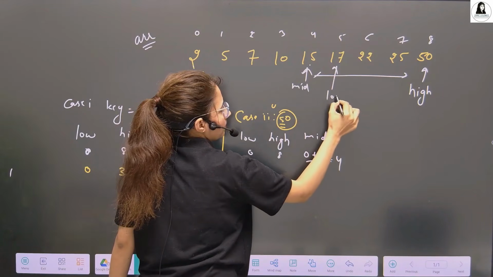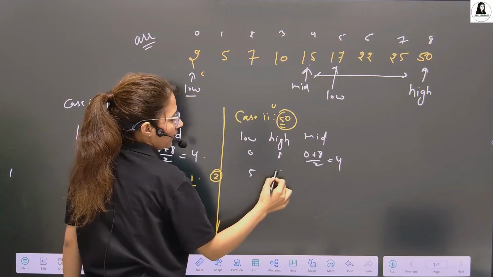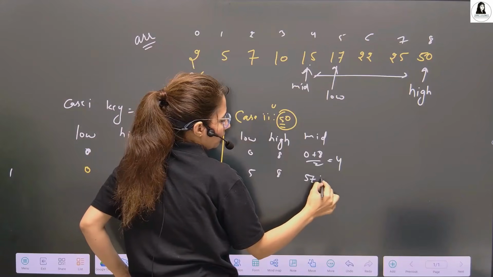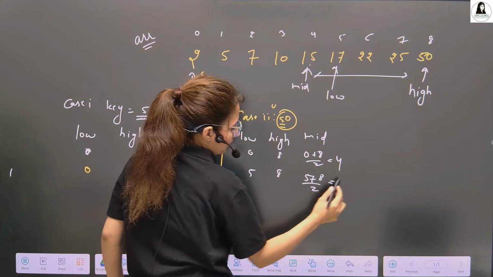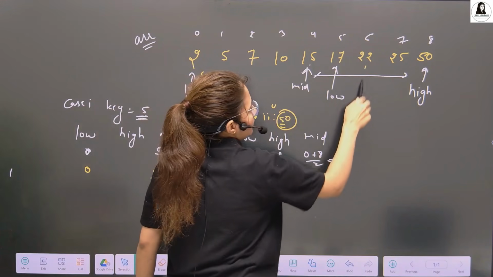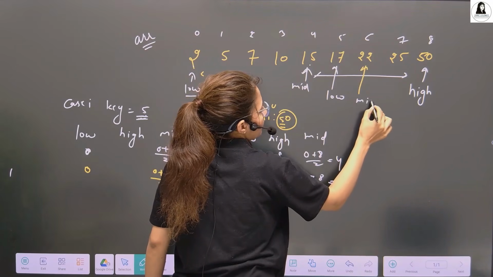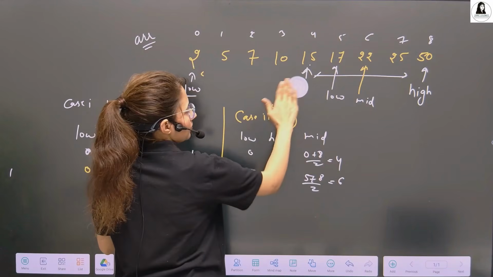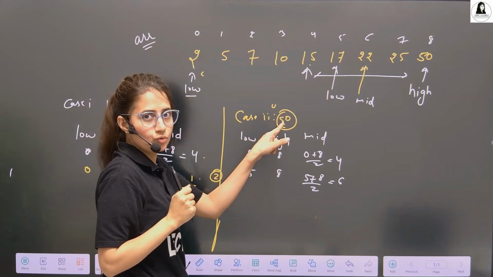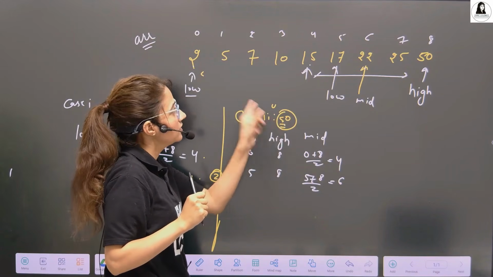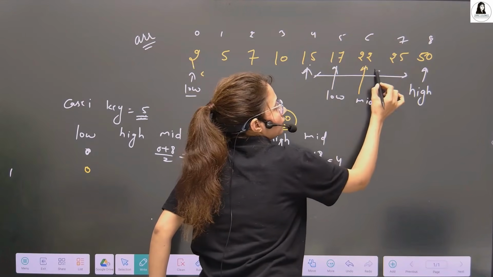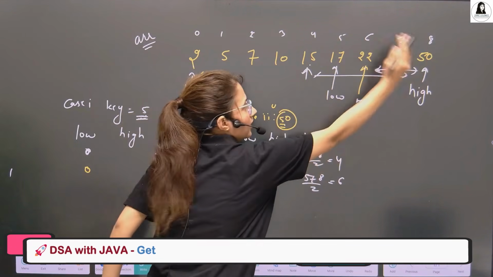Now low is 4 plus 1, that is 5, and high stays as it is, 8. Now again find out mid: 5 plus 8 divided by 2, it would be 6, right? Now our mid is here. Now see, compare with this, 22. It's not equal to the key element, but the key element is greater than mid. So we know that now we have to search from here to here, the right half.